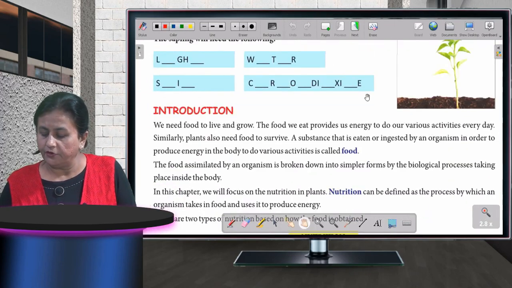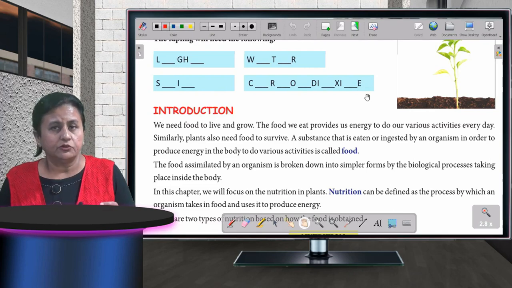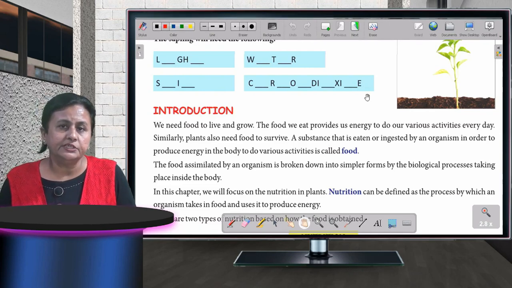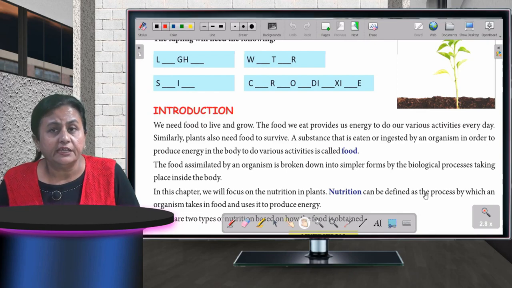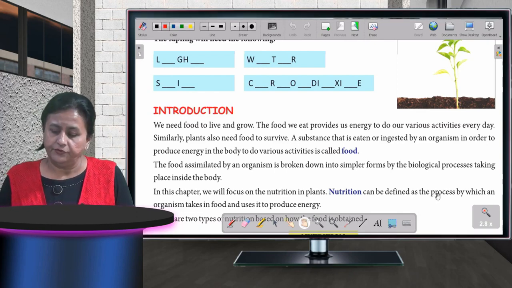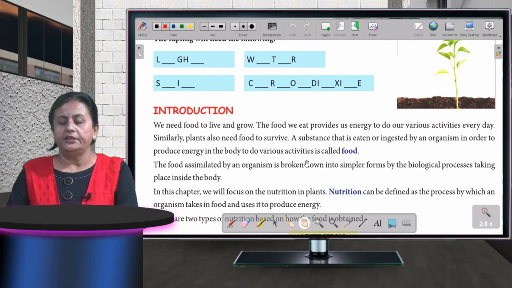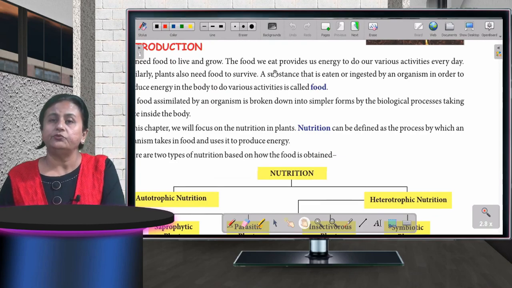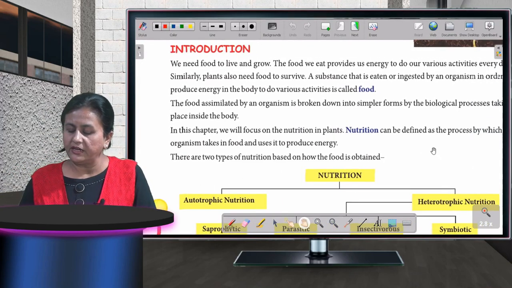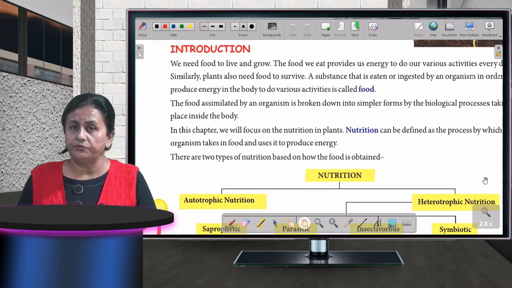So first of all, let me tell you what is food. Food is anything we eat. Be it dairy products, vegetables, or fruits, whatever we eat, and after eating that we get energy, that is called food. A substance that is eaten by any living organism in order to carry out day-to-day activities is called food. And what is nutrition? Nutrition can be defined as the process by which an organism takes in food and uses it to produce energy. Now we have two forms of nutrition.